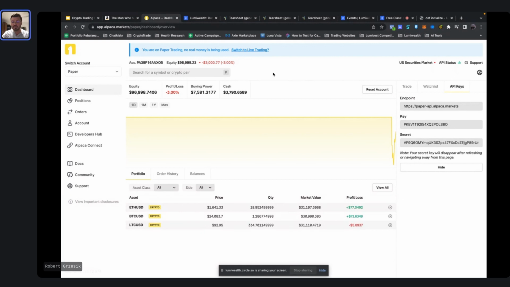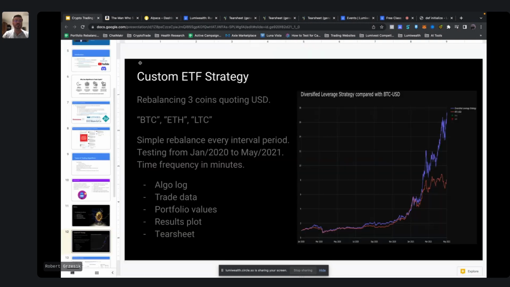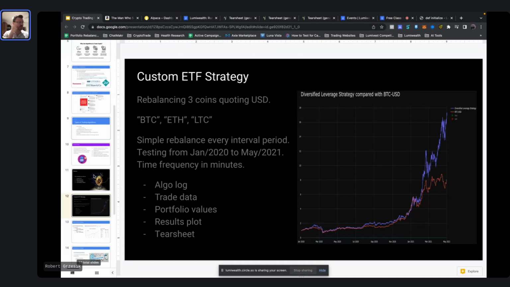Cool. So that's our custom ETF, right? You see, we're up already. This is pretty good. We made like $150 already. Nice. Cool. So that's one algorithm. That's our custom ETF algorithm, right? Let me know if you guys have any questions around that.